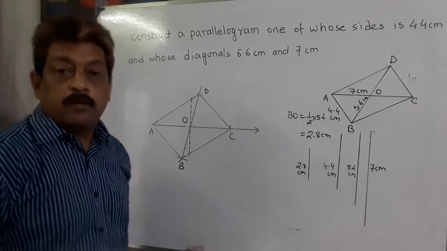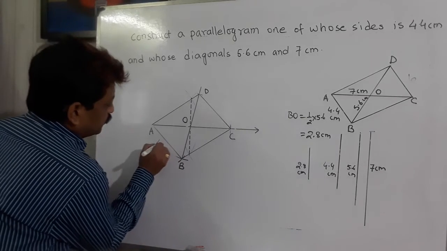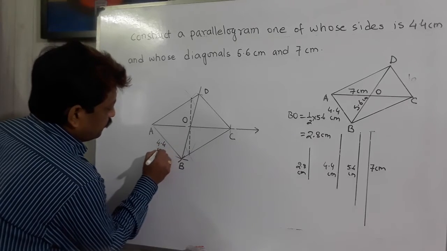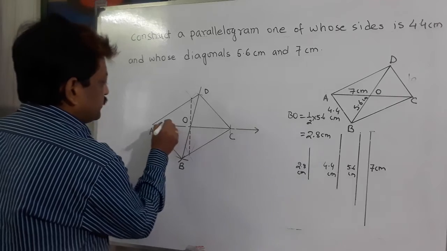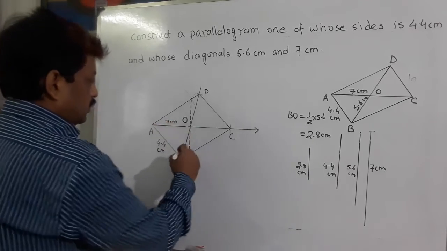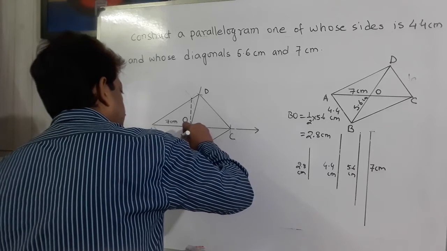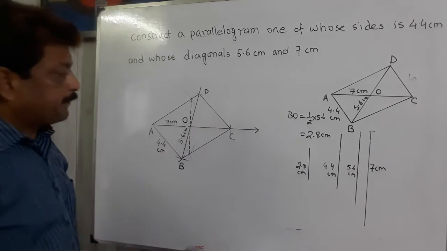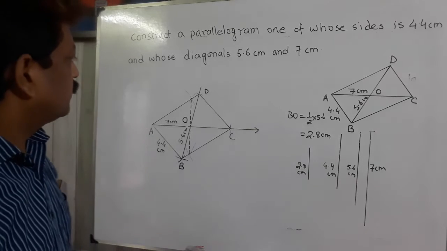Therefore, the parallelogram ABCD is constructed, where AB is 4.4 centimeter, BC is not given, diagonal AC is 7 centimeter, and diagonal BD is 5.6 centimeter. Okay, so hope you have got it how to construct.